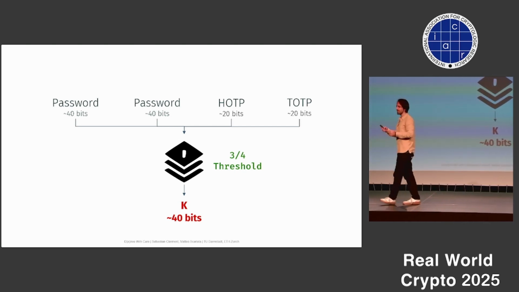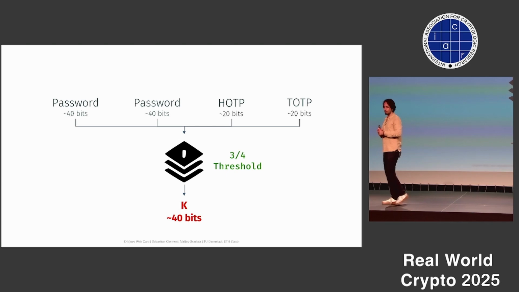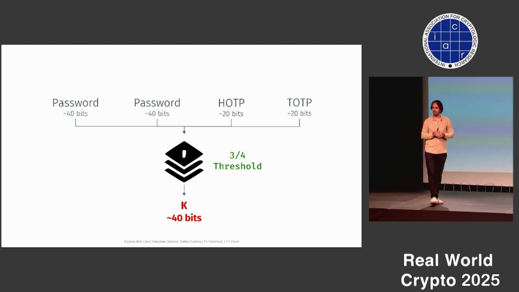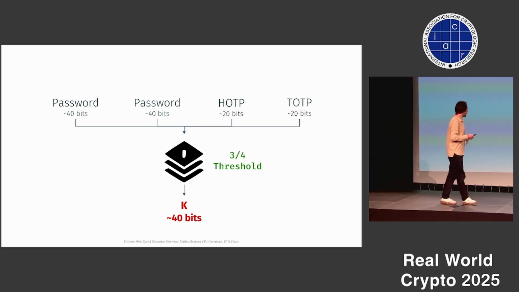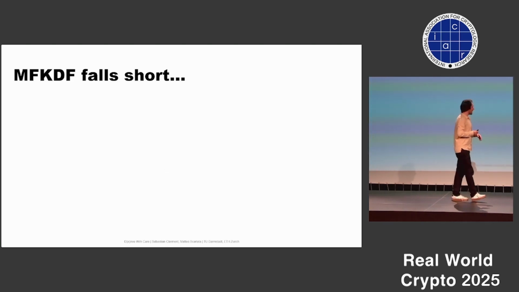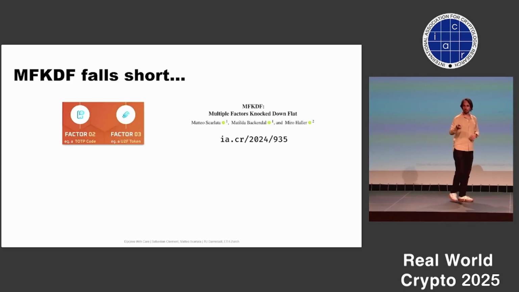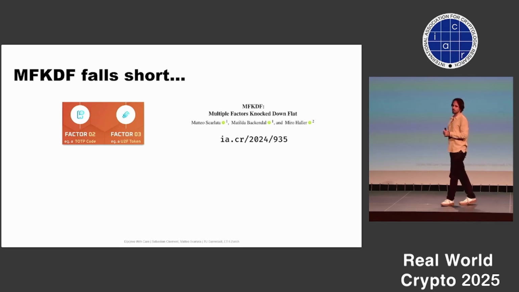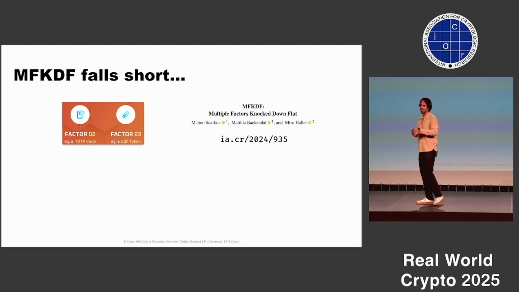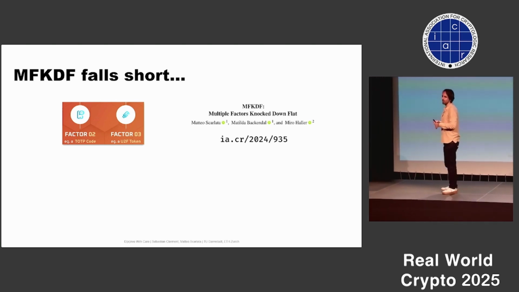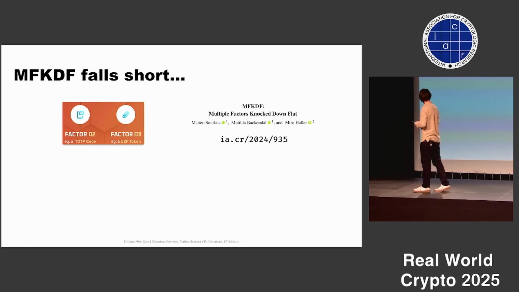Now, I must tell you that this bug is a bug in the specification of MFKDF. The actual reference implementation has other bugs that cancel this one out. So we don't have a practical proof of concept exploit. My paper with Matilda Backendal and Miro Haller actually finds a lot of other problems with this idea of deriving keys from authentication factors. So we have a lot of attacks in our papers. If you find it interesting, check it out.